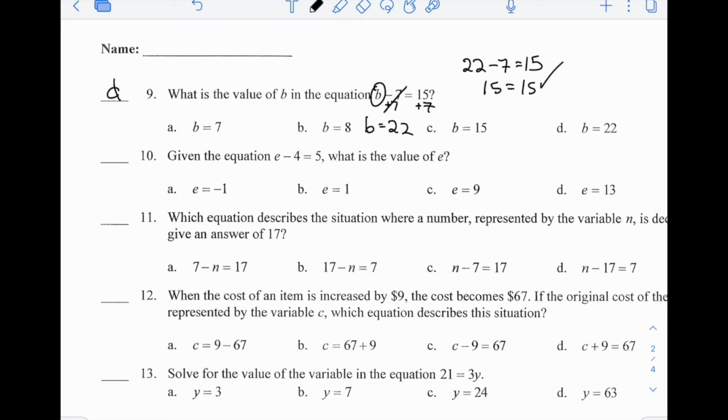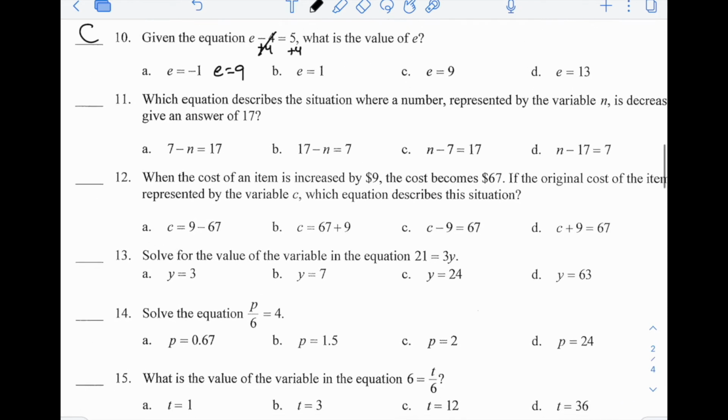So check. Given the equation e subtract 4 equals 5, value of e. Again, I'm subtracting 4, so I'm going to add 4. So e equals 9. I'm saying 9 subtract 4 is 5. That's correct. So this one is C.